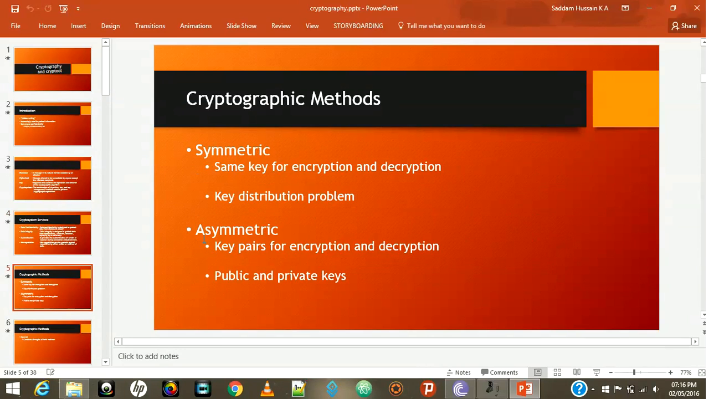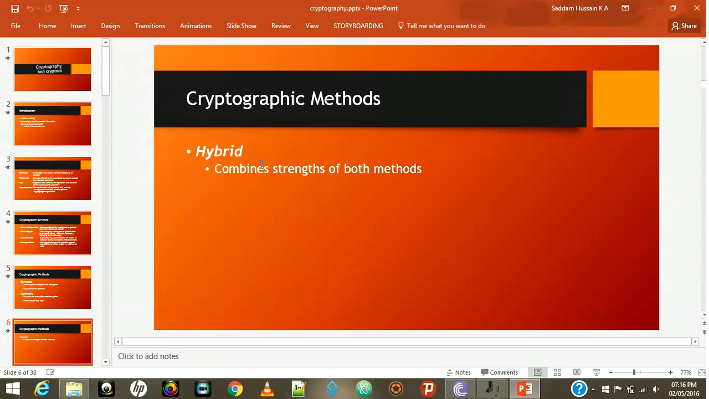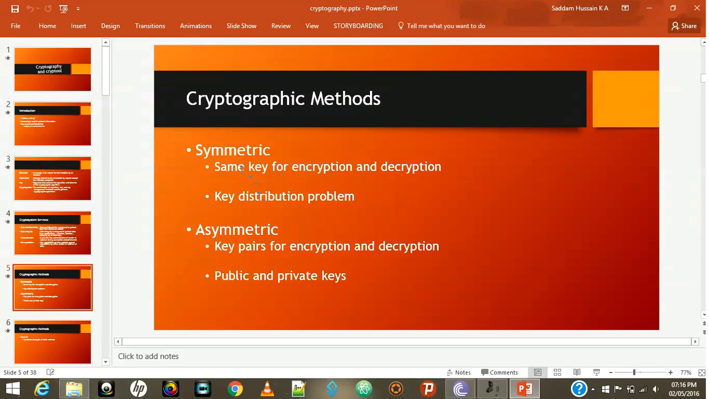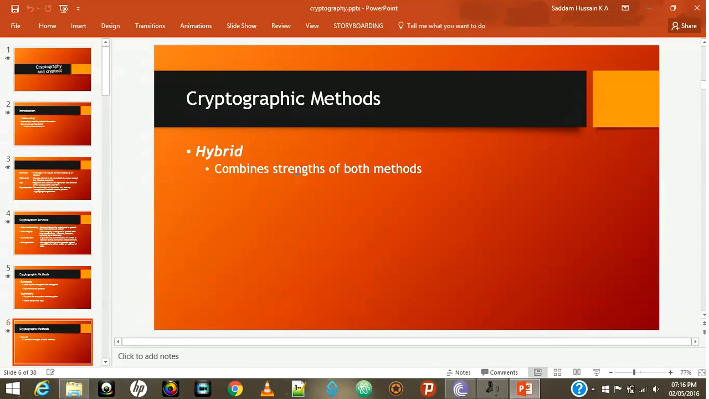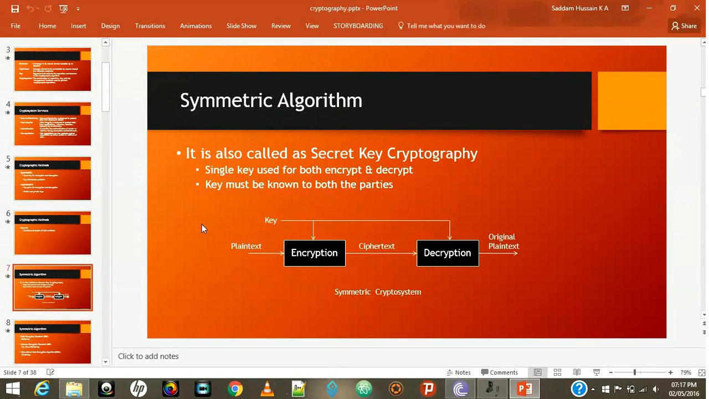Next we have cryptographic methods. The cryptographic methods are symmetric, asymmetric and hybrid. Symmetric means the same key is used for encryption and decryption. In asymmetric there will be a pair of keys for encryption and decryption, like the public and private key. We will study that later. Hybrid combines the strengths of both methods, symmetric and asymmetric.